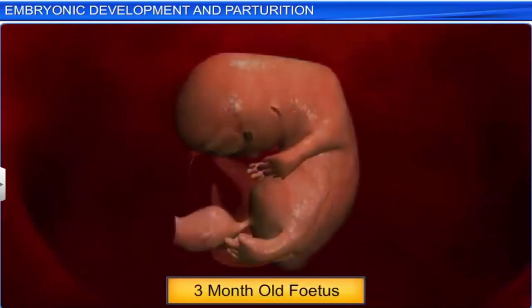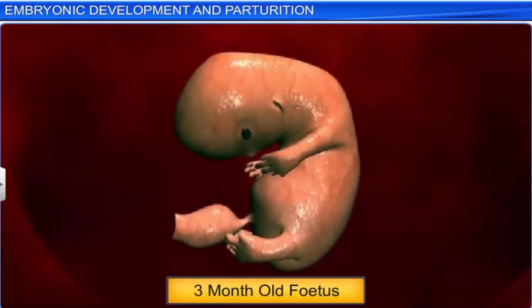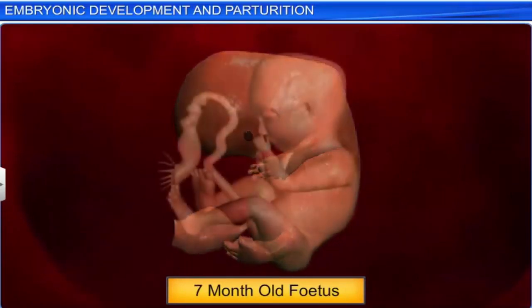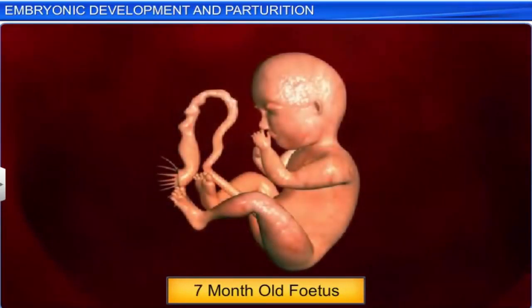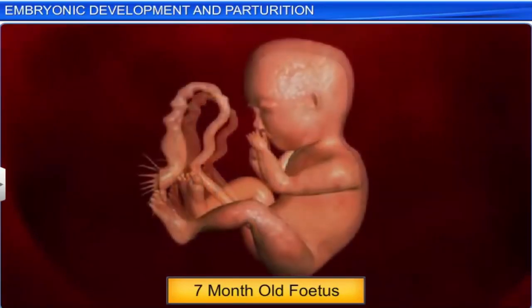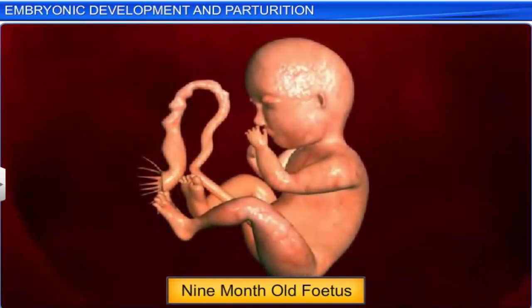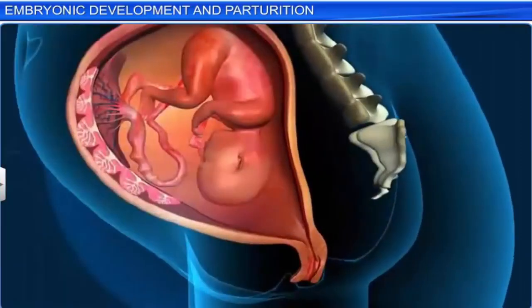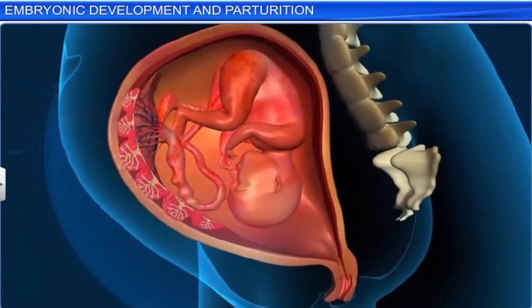And by the end of the third month, most of the organs are already formed. Another 4 months and the fetus is rapidly gaining weight and its bones get stronger. By the beginning of the 9th month, the fetus is fully developed and assumes the position it will take during delivery.